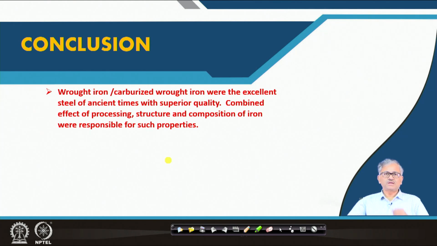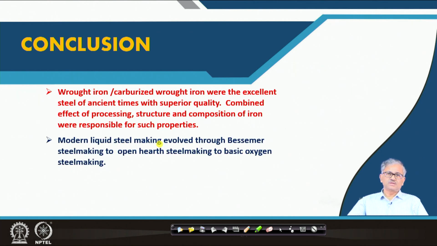Wrought iron and carbonized wrought iron were excellent steels in ancient times, with superior quality. The combined effect of processing, structure and composition of the iron is supposed to be responsible for the very excellent quality of those steels at that time. They were very corrosion resistant, and then the wootz steel.